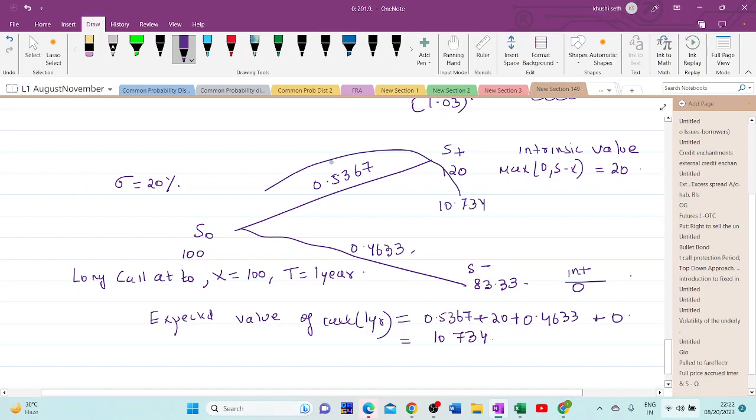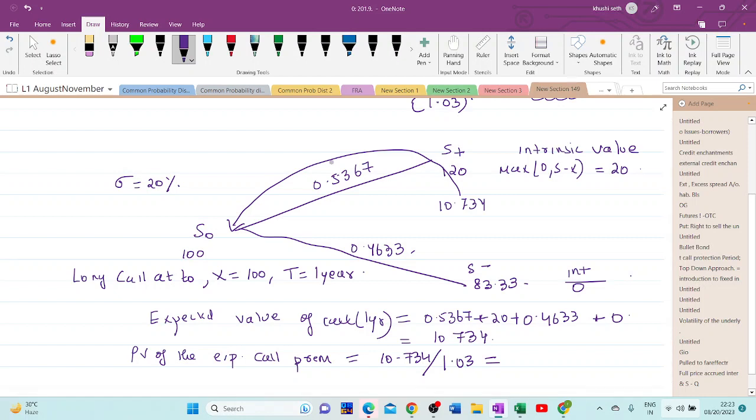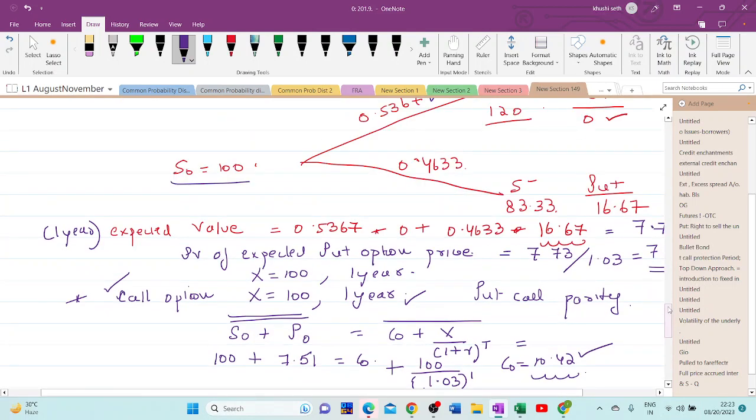What is the present value of this expected call premium? Now the present value of the expected call premium is 10.734 divided by 1.03, which is 10.42. 10.42, exactly what we calculated using the put call parity, exactly what we calculated from put call parity, okay.